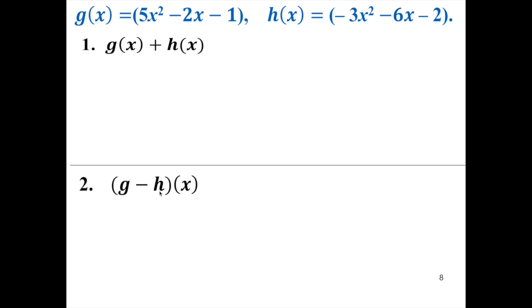But go ahead and push pause now, and I want you to try these 2. You should be pretty proficient on these. We've already covered these previously. So go ahead and push pause now, try this, and then come back and check your answers.